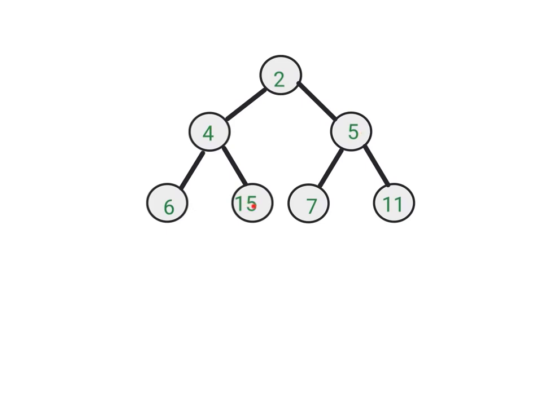Here you can see that we have 15, which is the largest element in the heap. It's actually in the left subtree. So that's one of the things that distinguishes it from a binary search tree.